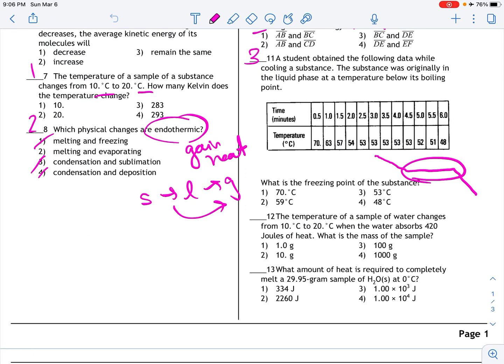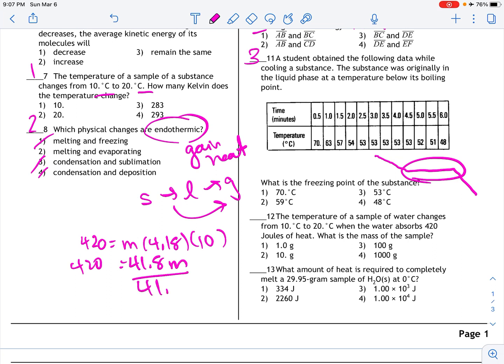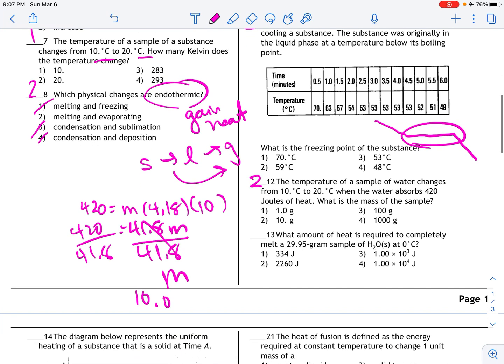So I have Q is 420, M is what I don't know, C is 4.18, and delta T is 20 minus 10, which is 10. So 4.18 times 10 is 41.8, so 41.8 M equals 420. Divide both sides by 41.8. 420 divided by 41.8 is 10.0 and so on. So, choice 2.